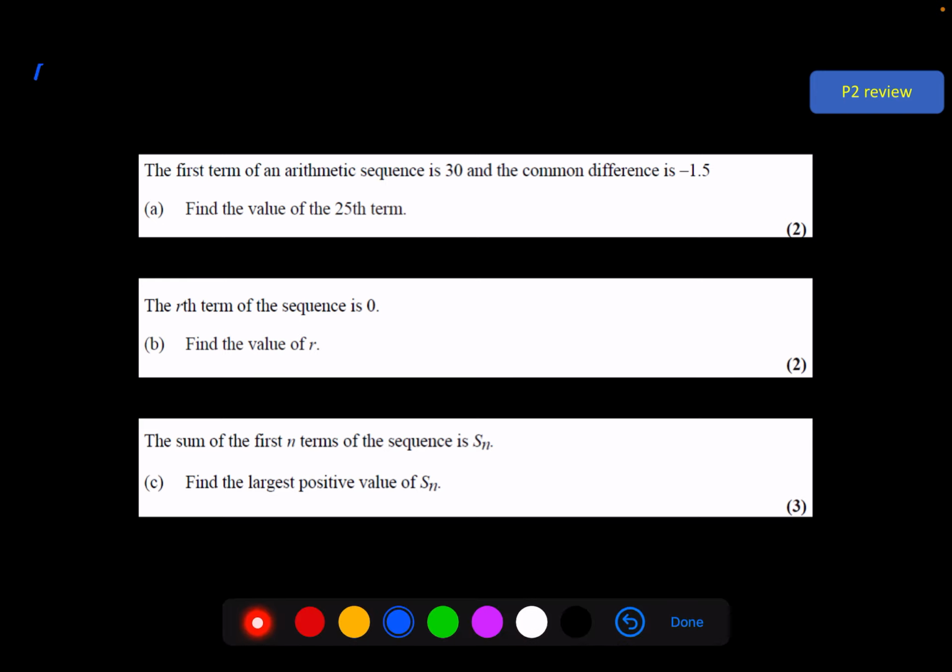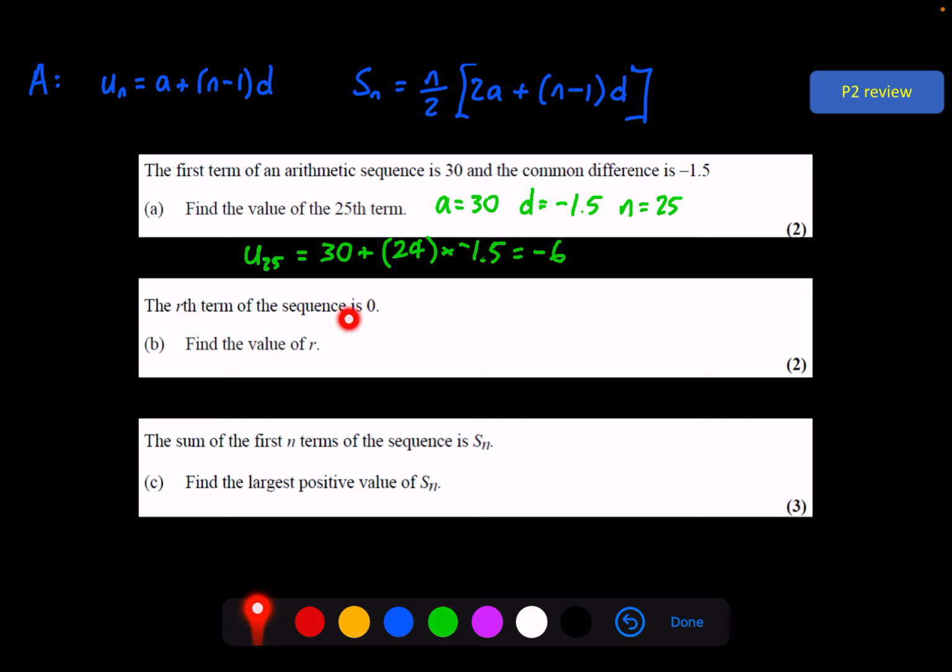Part 2. The rth term of the sequence is 0. Find the value of r. So they're telling us the answer this time, and we need to find n. So a is still 30, d is still minus 1.5, and the rth term, which is 30 plus r minus 1 times minus 1.5, from the formula, that must equal 0. So the question is, what is r?